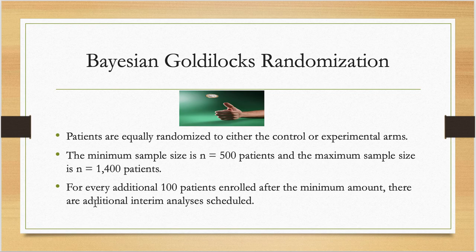So with the Bayesian Goldilocks, the randomization scheme is as follows. The patients are equally randomized to either the control arm or the experimental arm. The minimum sample size is 500 patients, and the maximum sample size is 1,400 patients. And the way it works is that for every additional 100 patients enrolled after the minimum amount of 500, there are additional interim analyses scheduled.